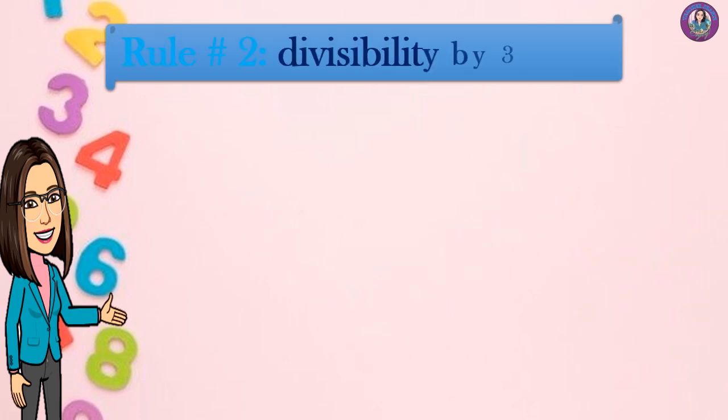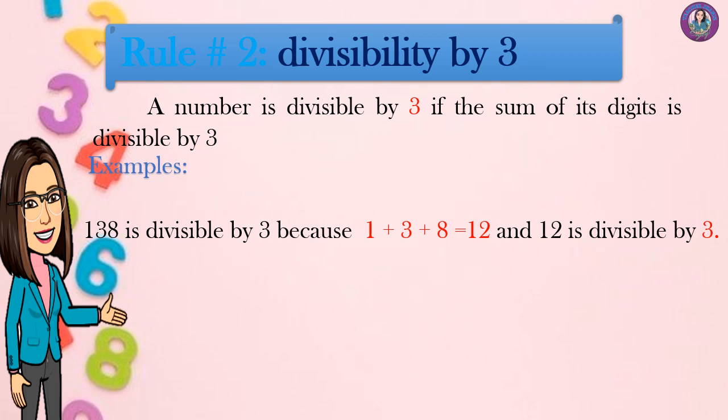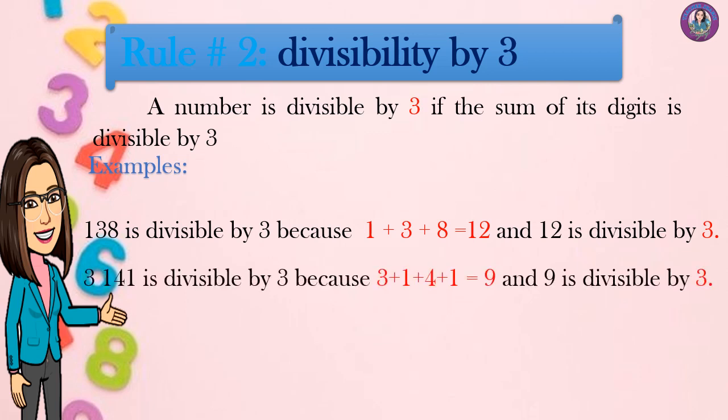Rule number 2, divisibility by 3. A number is divisible by 3 if the sum of its digits is divisible by 3. Examples. 138 is divisible by 3. Why? Because 1 plus 3 plus 8 equals 12, and 12 is divisible by 3. Another example. 3,141 is divisible by 3. Why? Because 3 plus 1 plus 4 plus 1 equals 9, and 9 is divisible by 3.